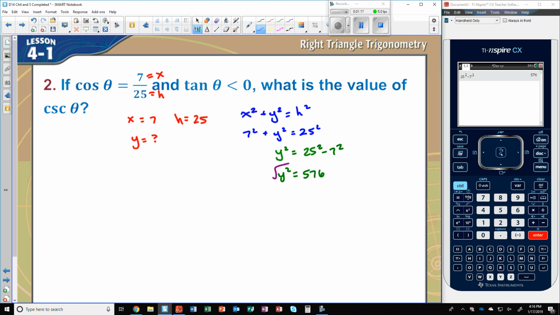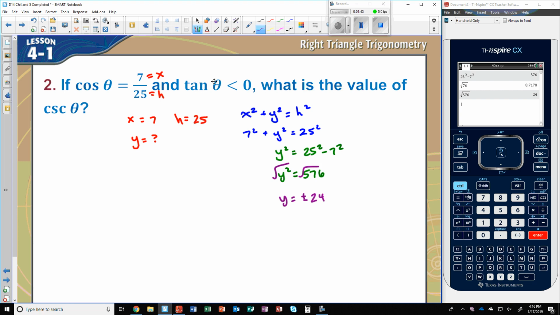And so when I do that, my y is going to be plus or minus, because I'm not sure which one it is yet. Positive or negative, we'll go square root of 576. Whoops, where'd the 5 go? Let's try that again. Square root of 576. And that's 24. So y is plus or minus 24.